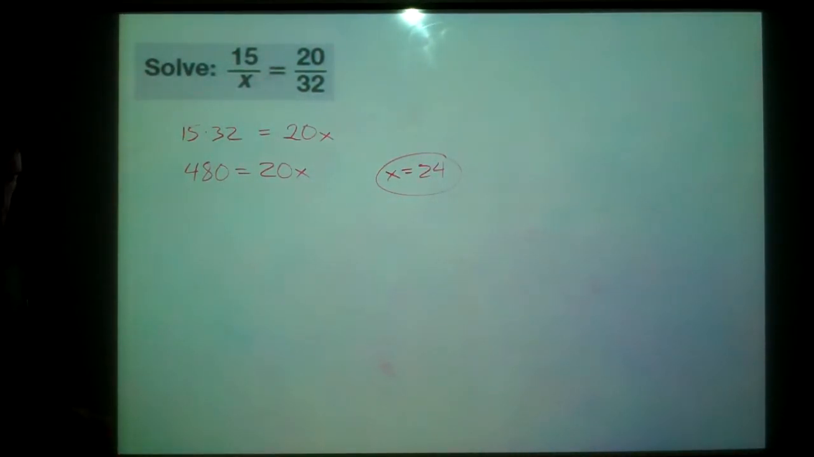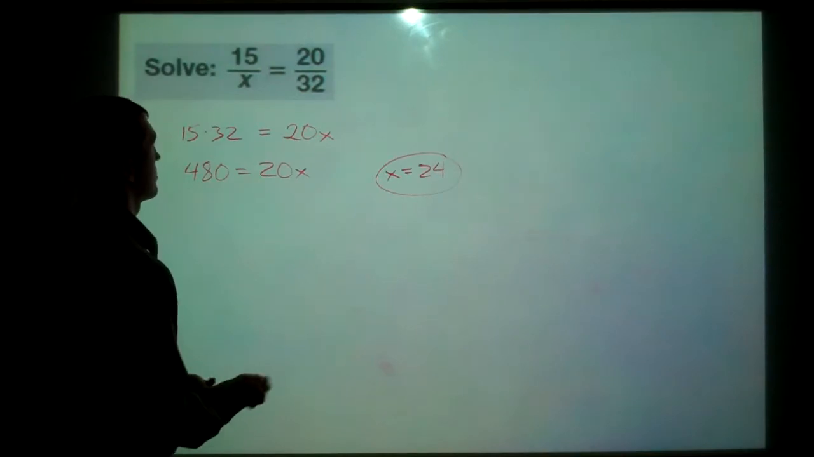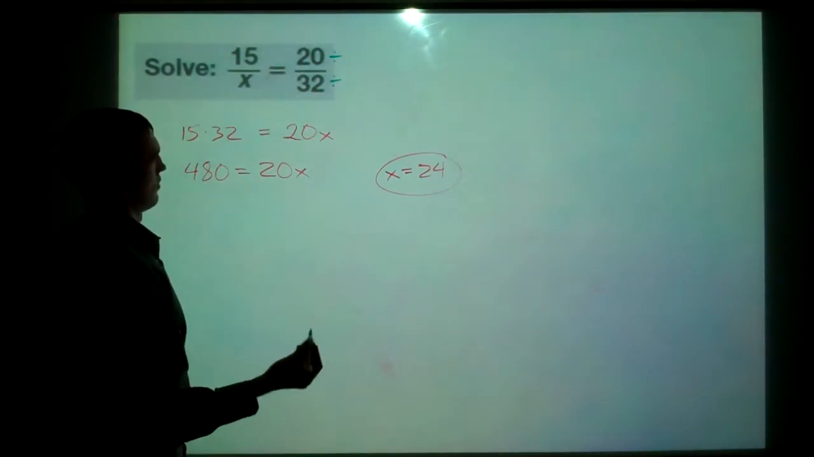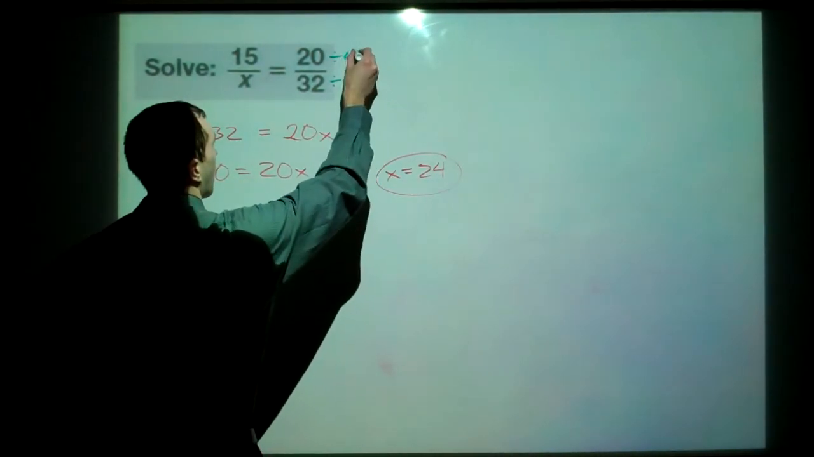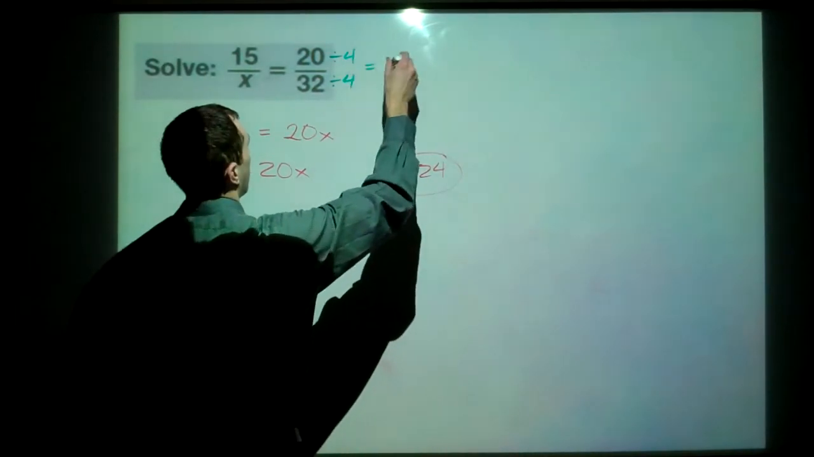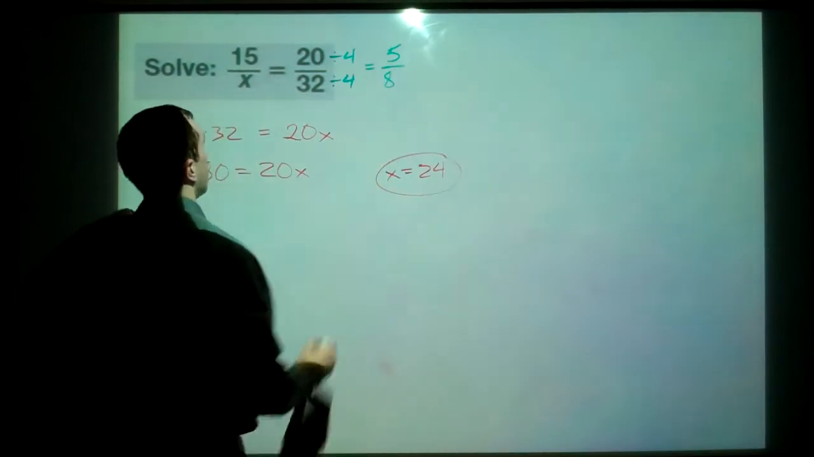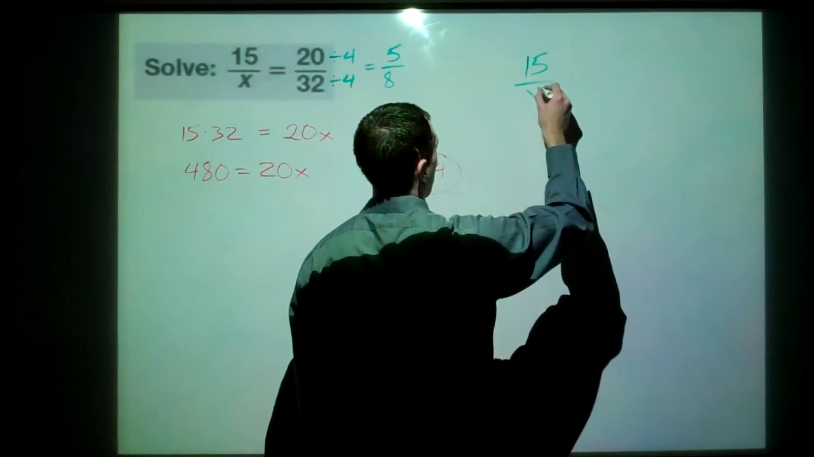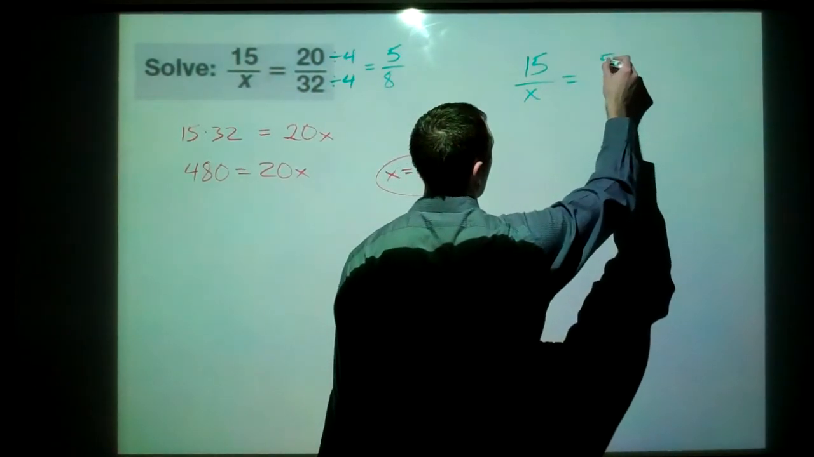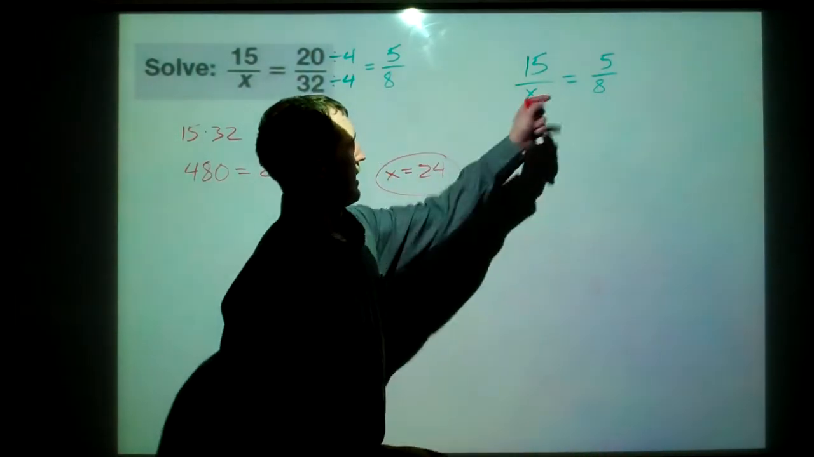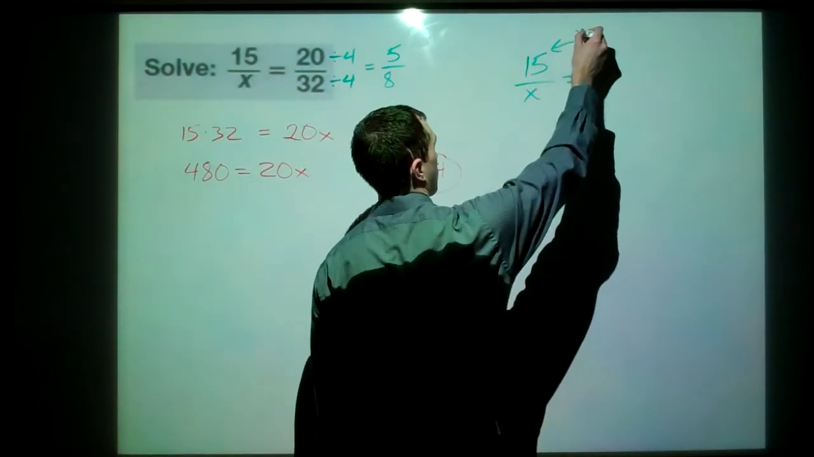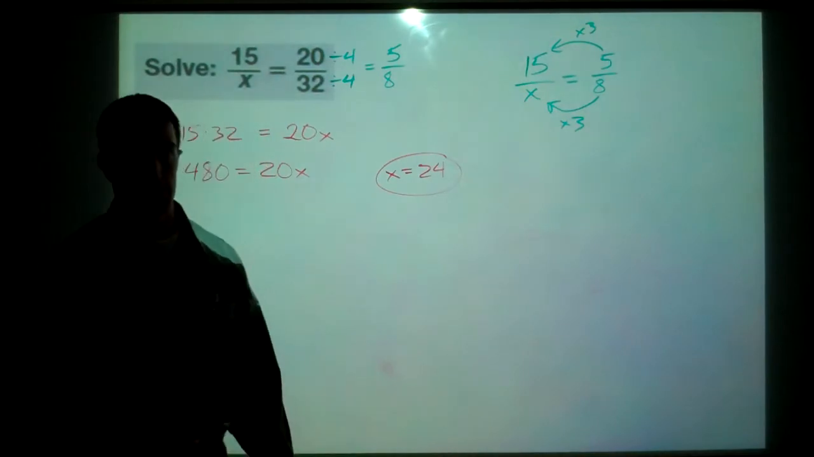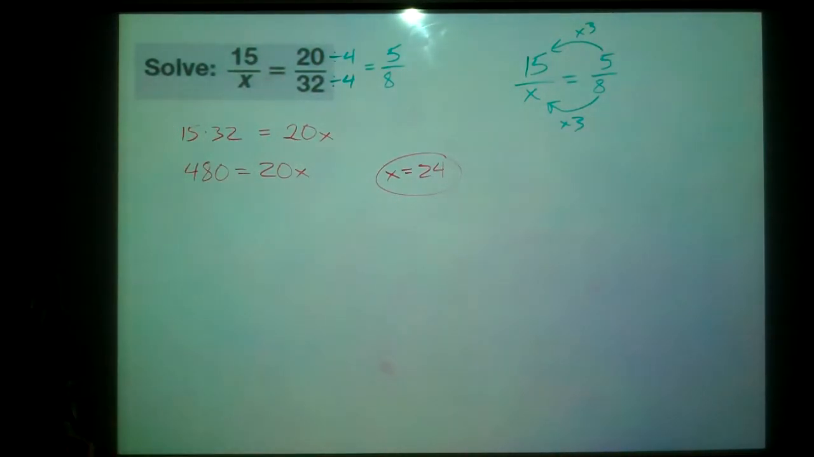However, we should realize that we could also reduce this fraction because they're both even numbers. If I divide 20 and 32 by the same number, looks like we could divide by 4. And instead we would get 5 over 8. And then our new proportion would be 15 over x equals 5 over 8. To get from 5 to 15, you multiply by 3. To get from 8 to x, we would also multiply by 3. 8 times 3 is 24. We still would have got the same answer.